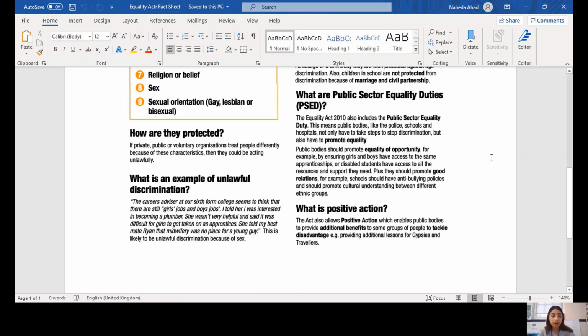What is an example of unlawful discrimination? So I'd like you to read this section here. So pause the video and read this section of an example of unlawful discrimination.